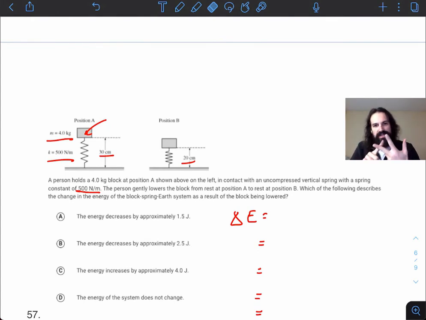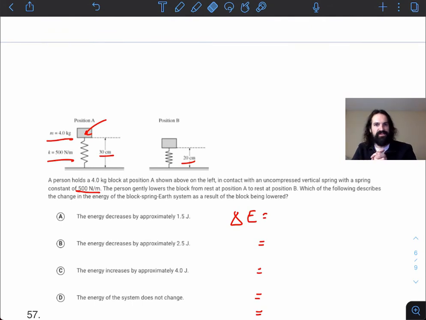They give us the mass, the K value of the spring, and they ask us for the change in energy of the block spring earth system. Okay, so the block means we're considering kinetic energy, the spring means we're considering spring energy, and the earth means we're considering gravitational potential energy. So our mechanical energy are all of the things listed in our system: kinetic plus spring plus gravitational.